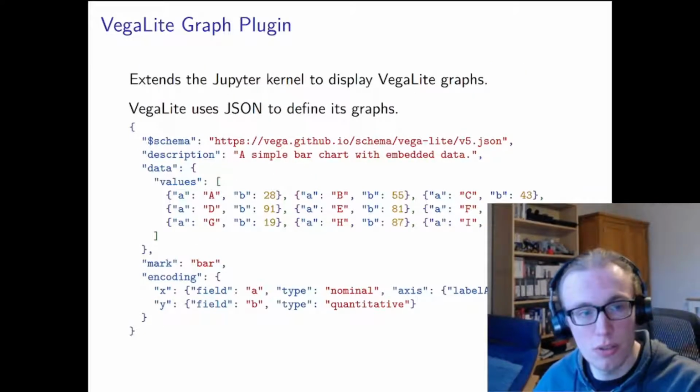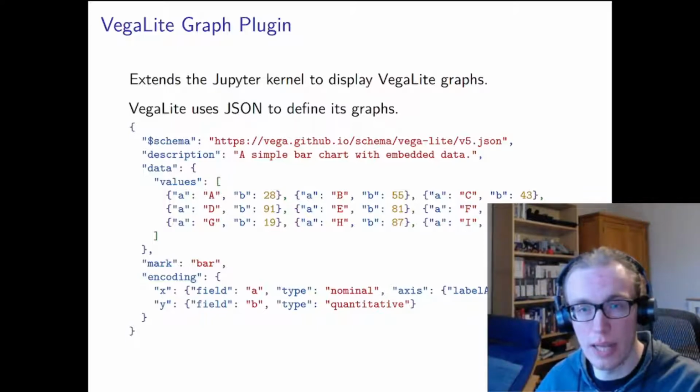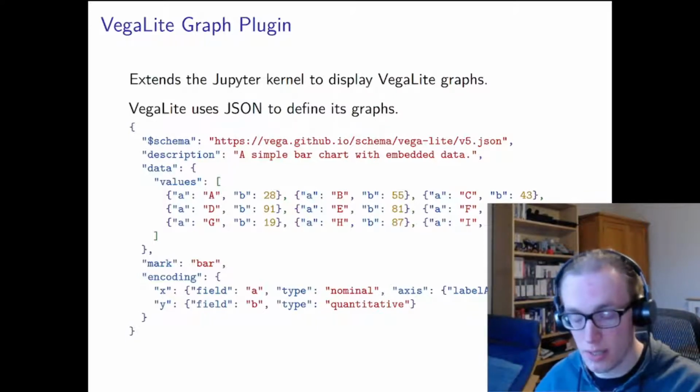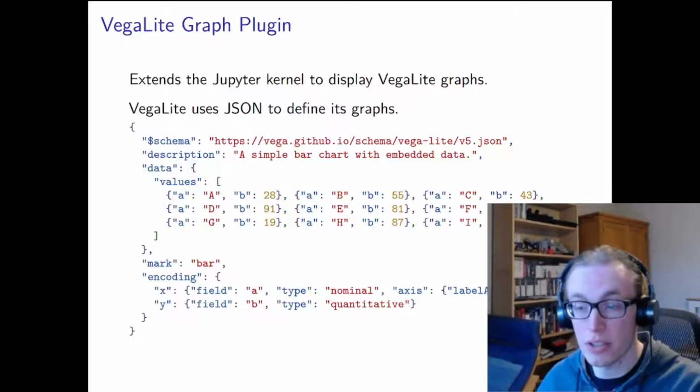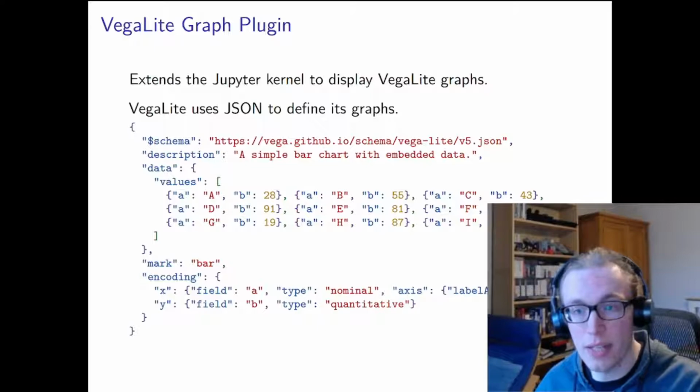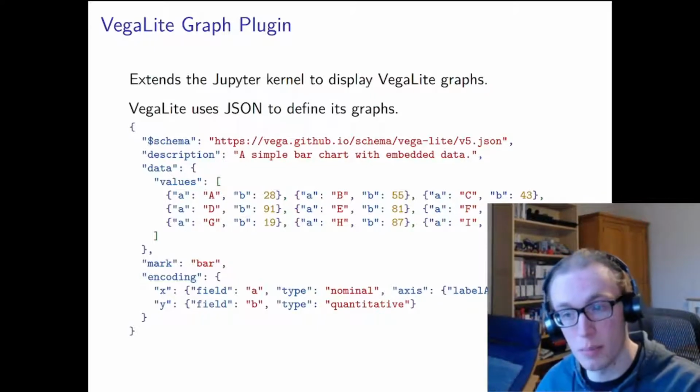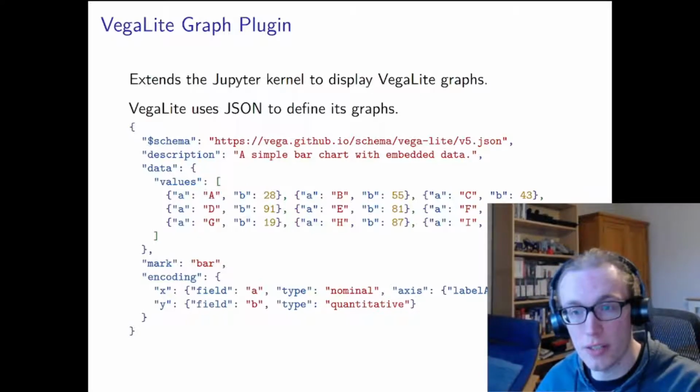So on to Vega-Lite. So this was a plugin for the Jupyter kernel. It's actually in a separate library, so it's not too tied into the Jupyter kernel, and actually other people could add other plugins as well if they were so inclined. So Vega-Lite uses JSON to define its graphs. I've drawn an example here of a simple bar chart. This is very similar to the bar chart I showed you in the demo.